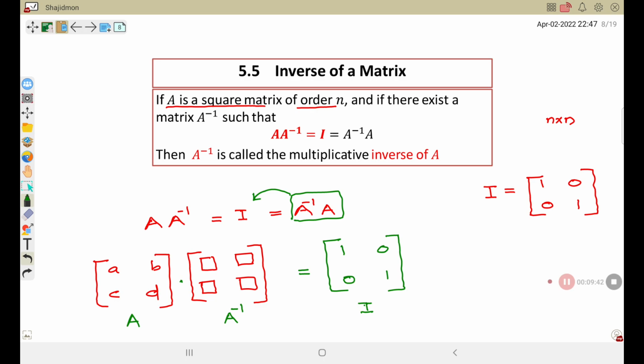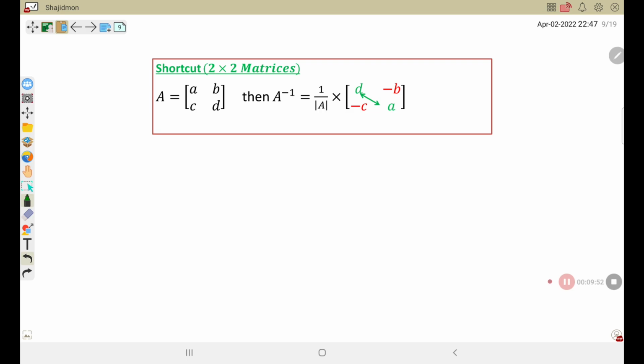What are the easy methods for finding the inverse of a 2 by 2 matrix? Okay, I will give one shortcut idea to you for finding the inverse of a 2 by 2 matrix. For example, I am taking a matrix A equal to the matrix A, B, C and D. Now A inverse equals, what is that shortcut method telling?